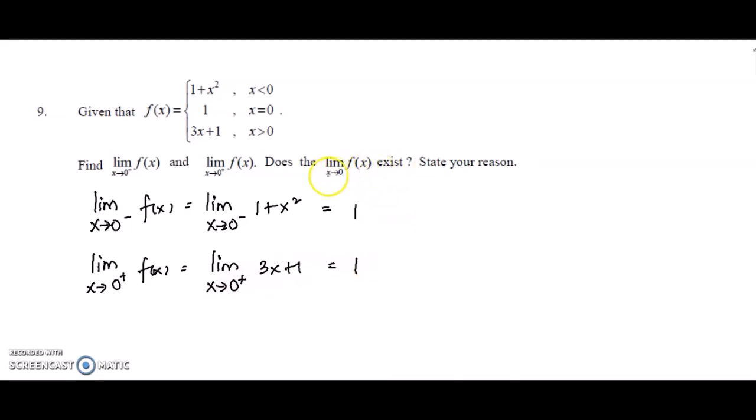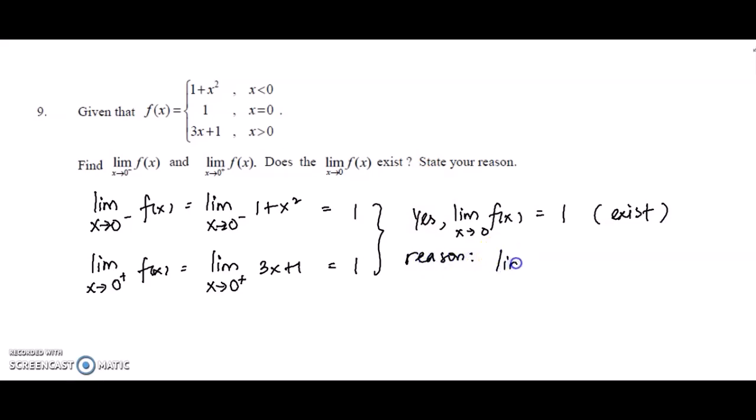Then does the limit as x approaches 0 exist? You say yes. The limit as x approaches 0 of f(x) is equal to 1, and we say that it exists. All right, state your reason. The reason is because the limit when x approaches 0 from the right is equal to the limit when x approaches 0 from the left, and is equal to 1. This is your conclusion.